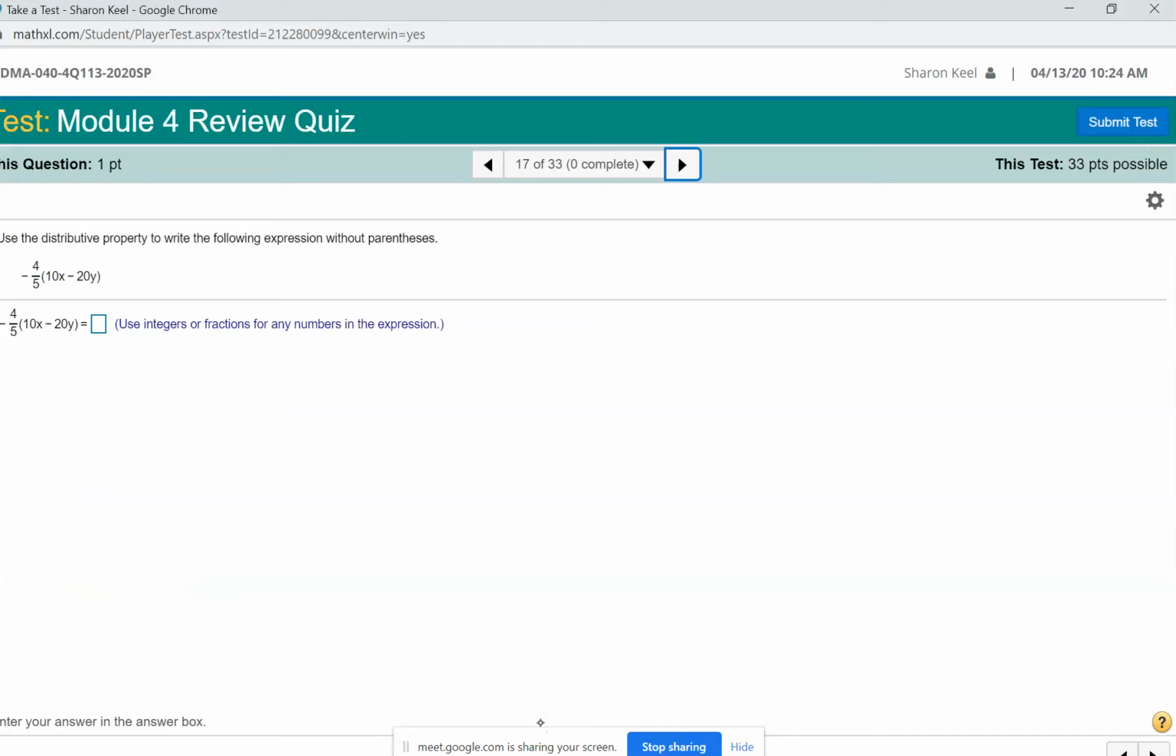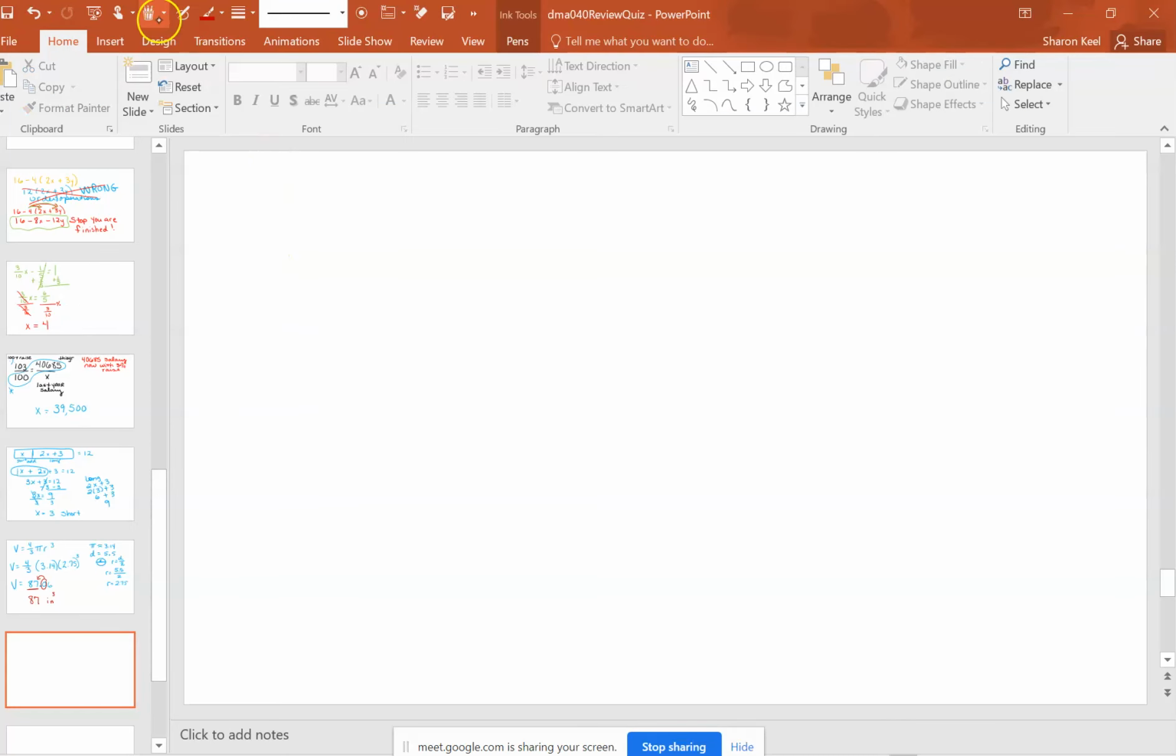Okay, use the distributive property to write the following expression without parentheses. So we have negative 4/5 times 10x minus 20y.